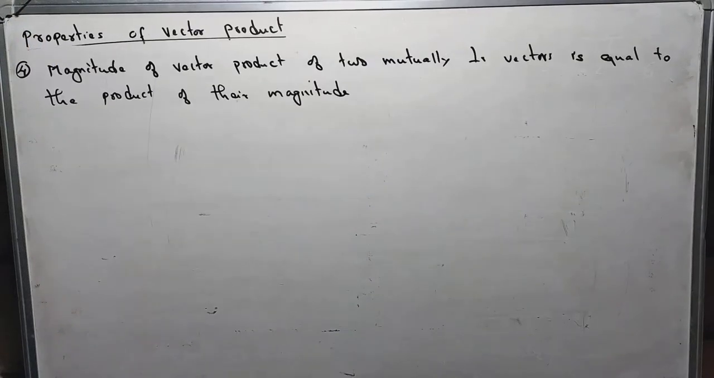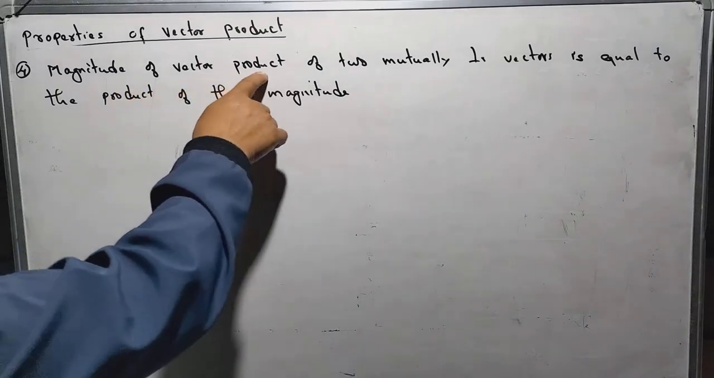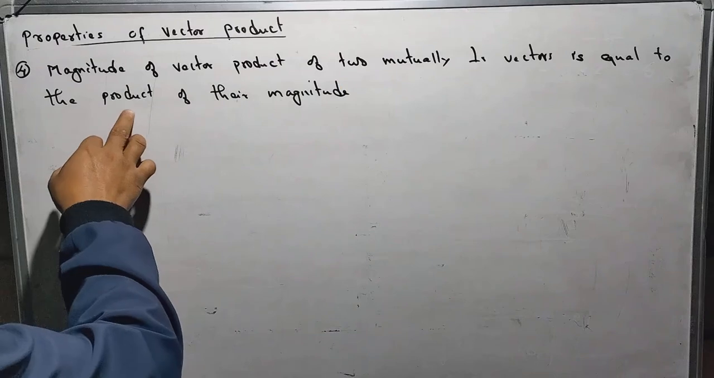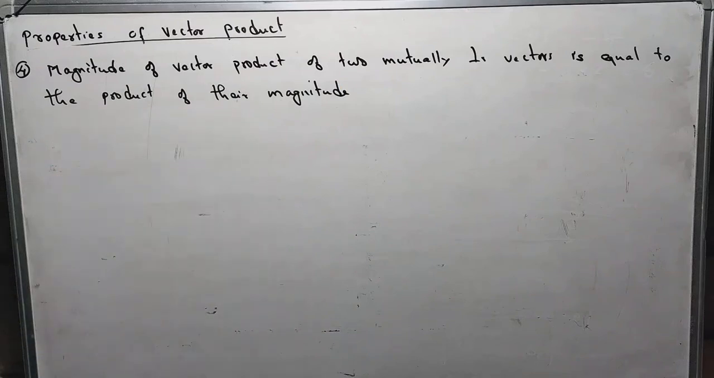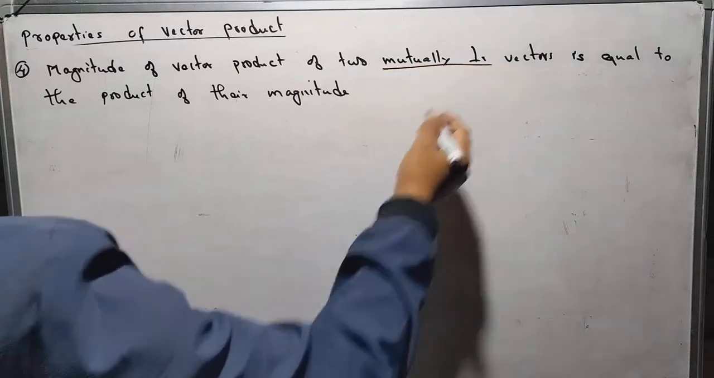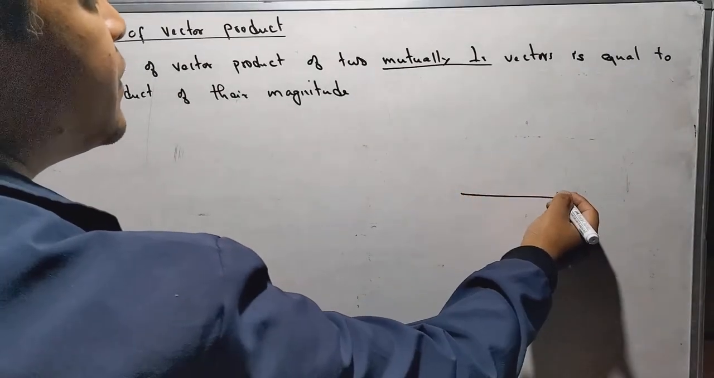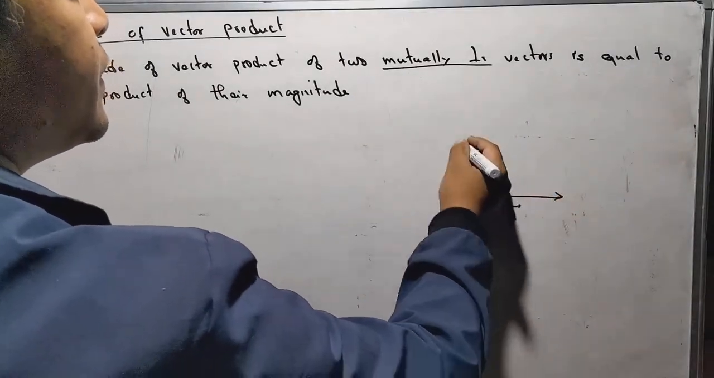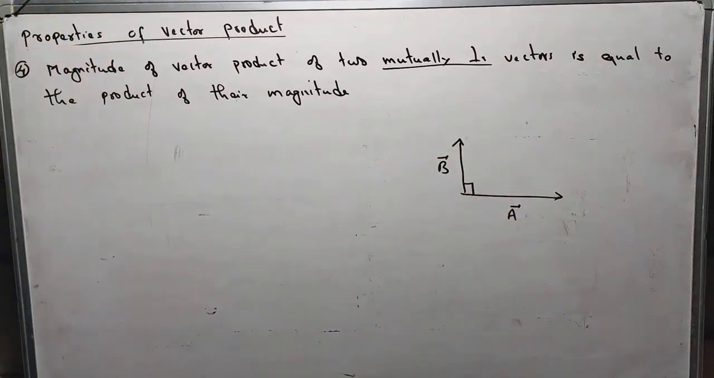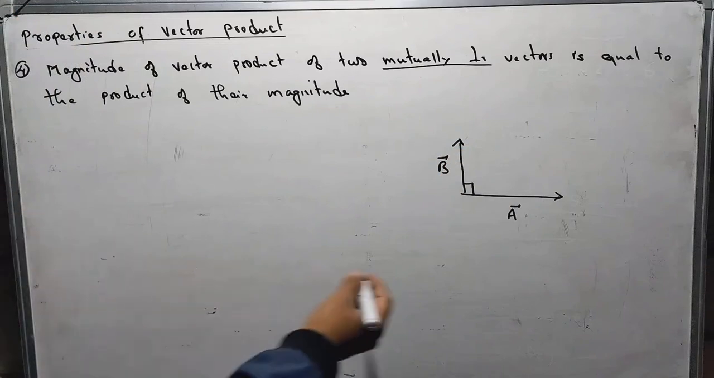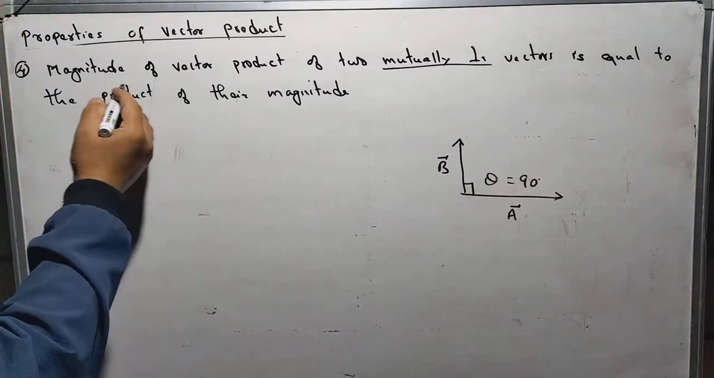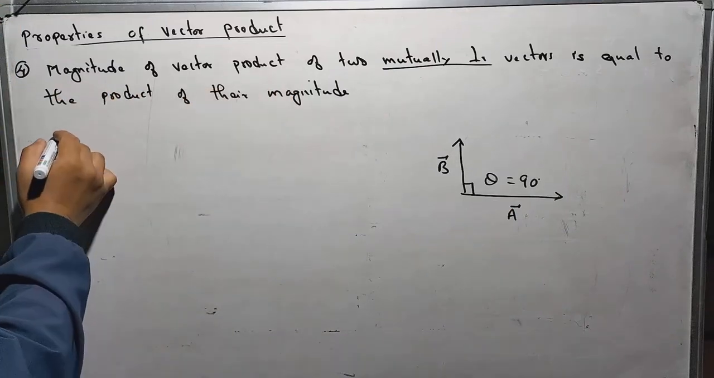Property number 4. The magnitude of the vector product of two mutually perpendicular vectors is equal to the product of their magnitudes. How? Okay. So when two vectors are mutually perpendicular, this is vector A, this is vector B. The angle between them is 90 degrees. So theta here is how much? 90 degrees.